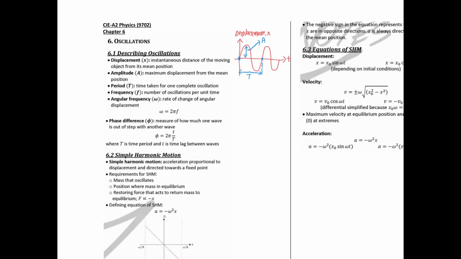Frequency. Frequency is number of oscillation per unit time. So frequency is 1 over period. So frequency 1 over period. Okay, next one. Angular frequency. Rate of change of angular displacement.